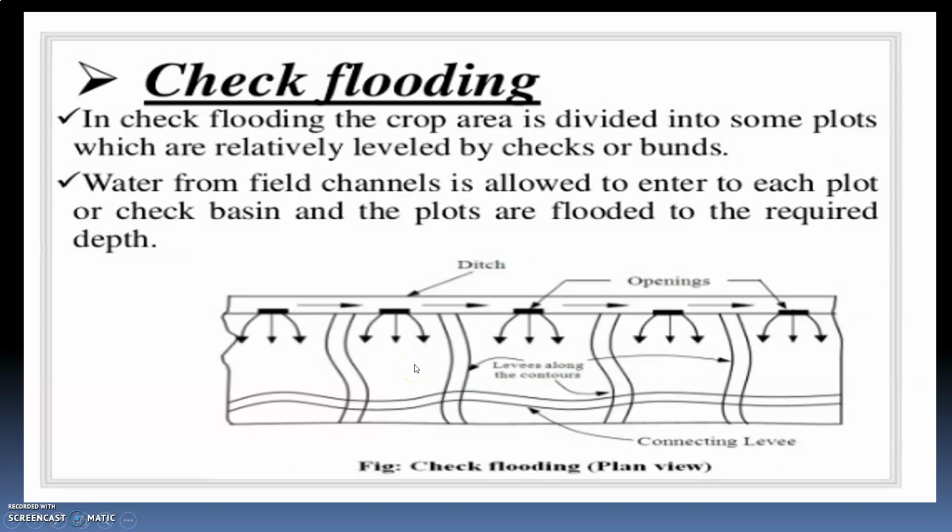Next, check flooding. In check flooding, the crop area is divided into some plots which are relatively leveled by checks or bunds. Water from field channels is allowed to enter each plot or a check basin, and the plots are flooded to the required depth.